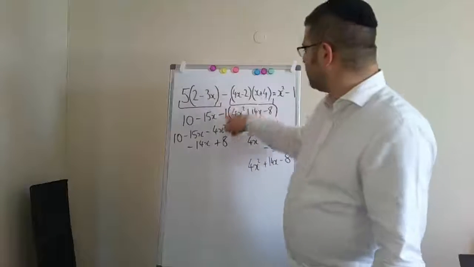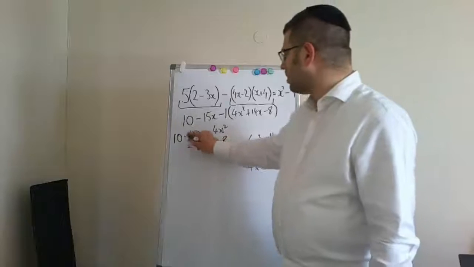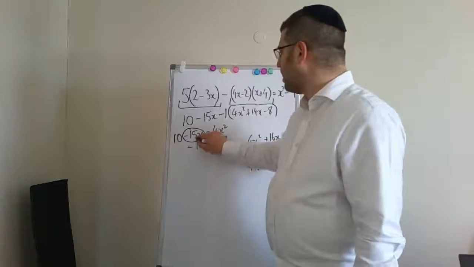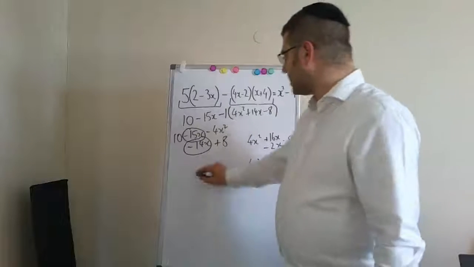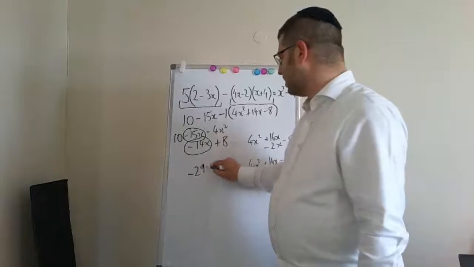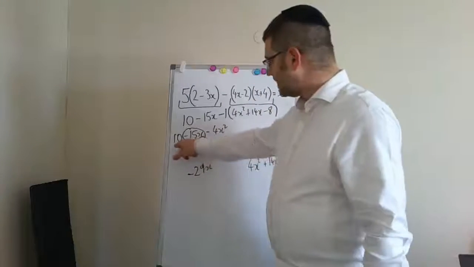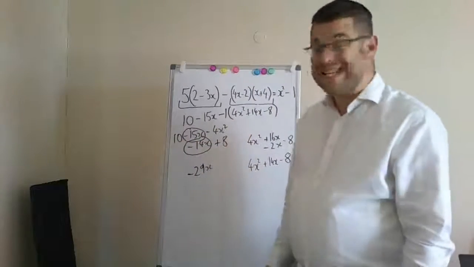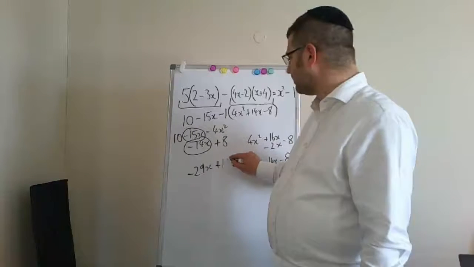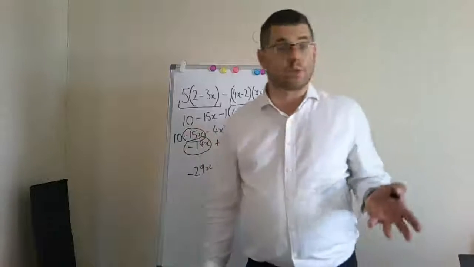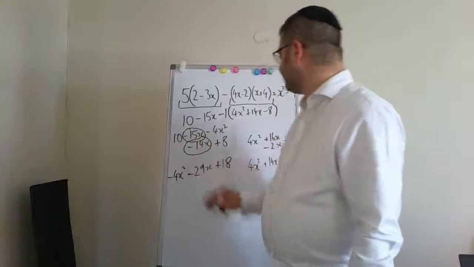Now, all of this becomes this, and all of this becomes this. Can we simplify that? Well, look, those are x terms. That's minus 15x, minus 14x, that's minus 29x. 10 and 8 is 18. Okay, remember, numbers come after the x terms, right at the end. Now, there's no other x squared terms. So you have minus 4x squared over there.